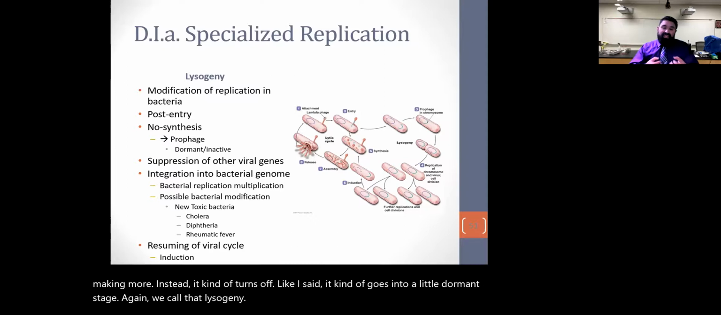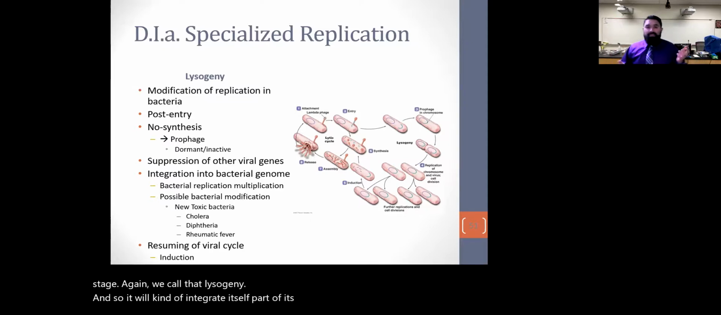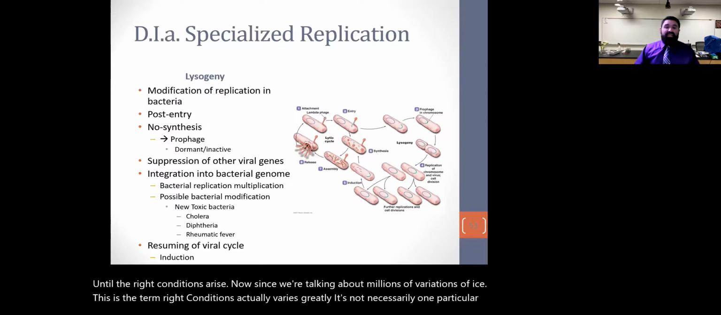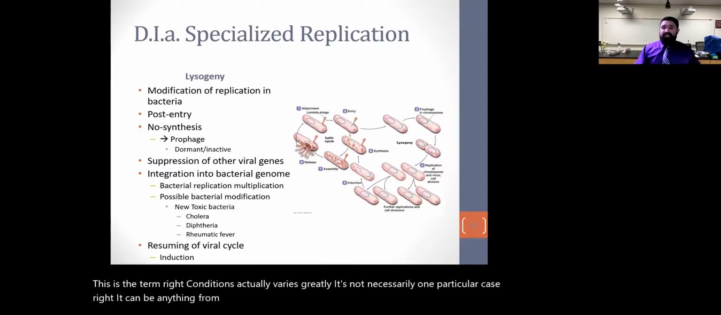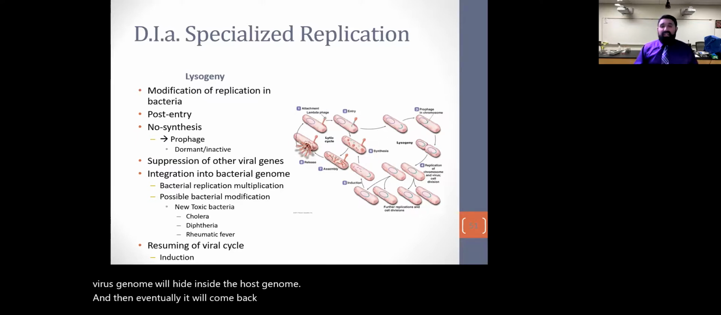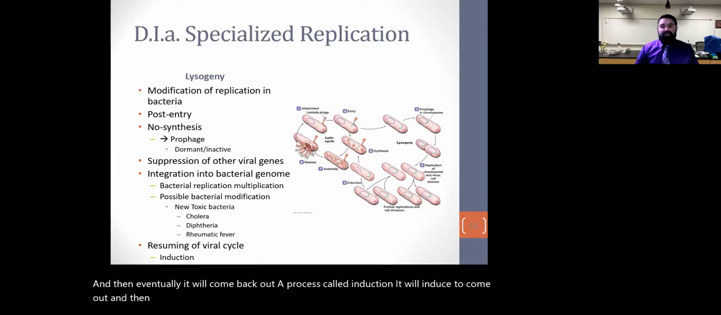And so it will kind of integrate itself, part of its genome, and just hide there until the right conditions arise. Now, since we're talking about millions of variations of viruses, the term right conditions actually varies greatly. It's not necessarily one particular case, right? It can be anything from timing to food availability to growth conditions and so on and so forth. So it can be a lot of different scenarios there. And so what will happen is that the virus genome will hide inside the host genome, and then eventually it will come back out, a process called induction. It will induce to come out and then resume all that lytic cycle that you're familiar with. Produce more proteins, make more of itself, and then blow up the cell.